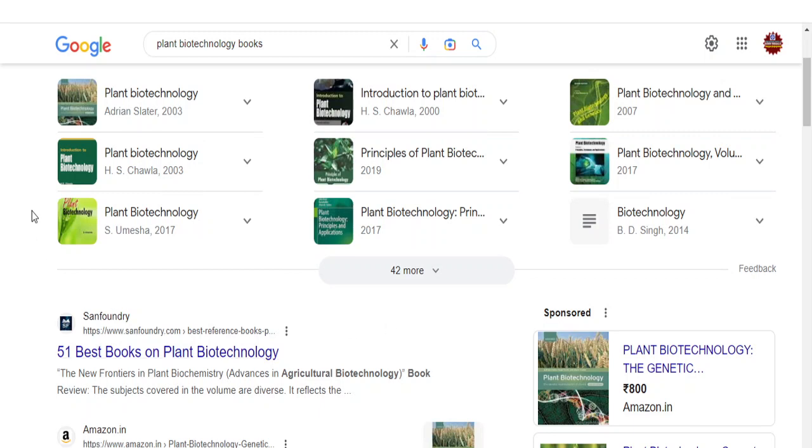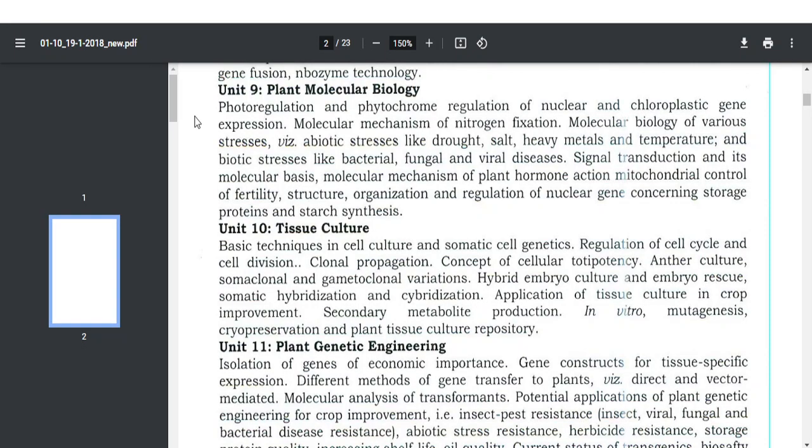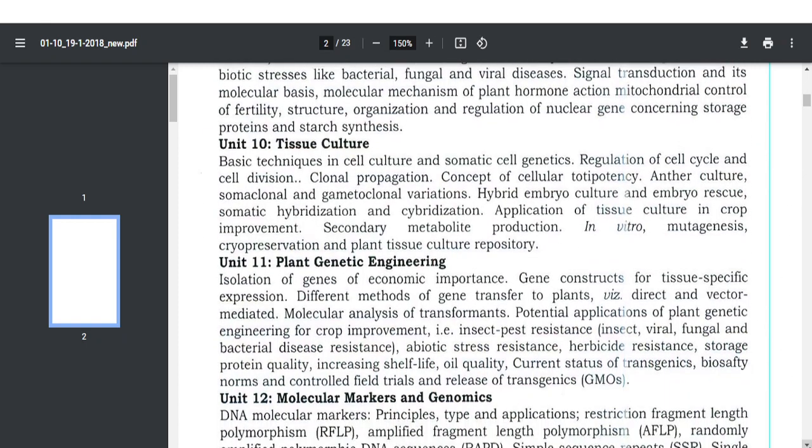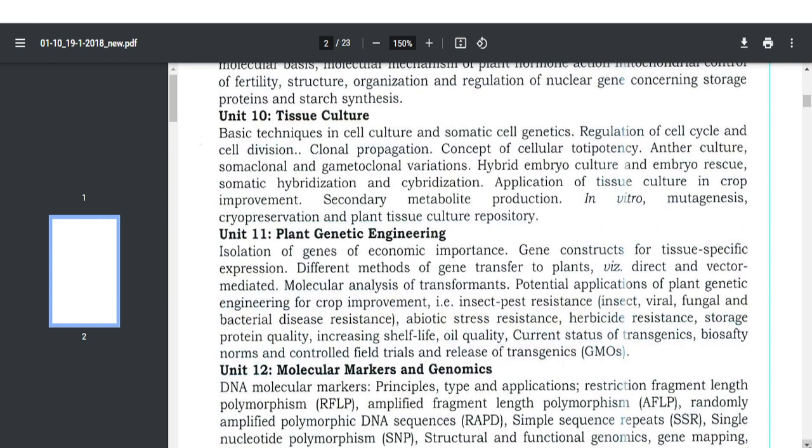I will suggest three textbooks, two of which use very simple English and are very interesting. First is Plant Biotechnology by Slater and next is Introduction to Plant Biotechnology by H.S. Chawla. These two books will be highly beneficial for you. Don't go for any foreign author books. Only for this unit number 9 are you referring to a textbook. Apart from that, for unit number 10 and all, you can refer to the Chawla book, and you can also refer to Slater. It is very helpful for you.